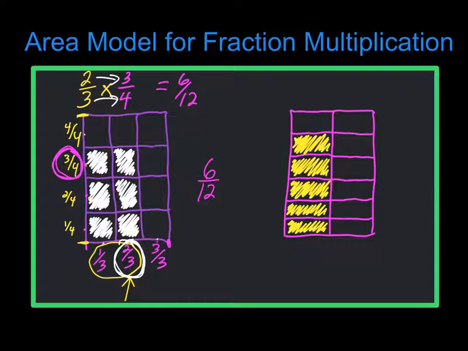Now let's come over and look at our second problem here. Let's count up our rectangles here. We have 1, 2, 3, 4, 5, 6, 7, 8, 9, 10, 11, 12. We have 12 again. But this time it looks like we have 1, 2, 3, 4, 5 as our answer. So our answer is 5/12, and just like before, we need to work backwards.